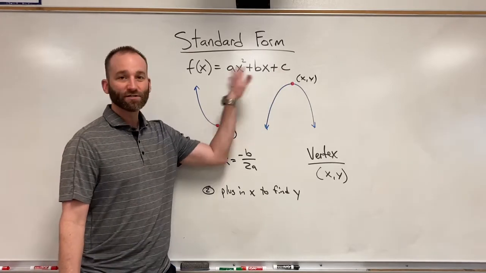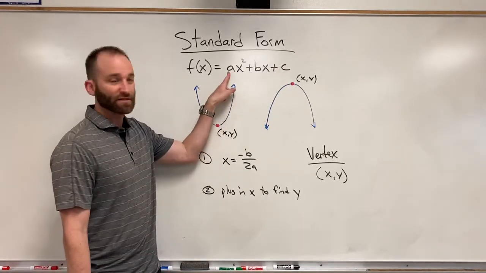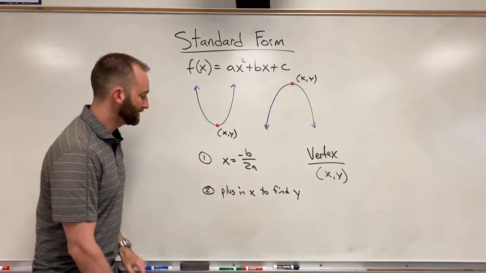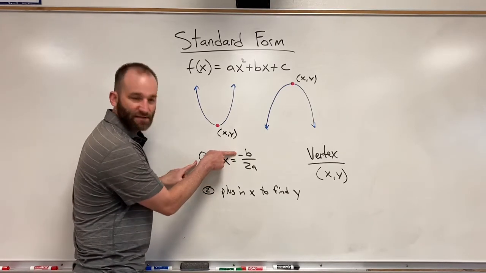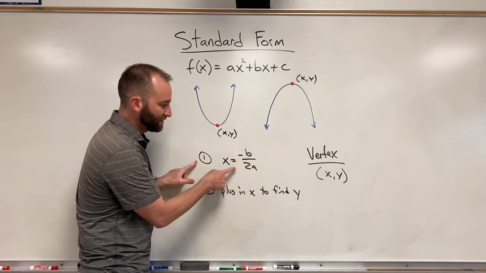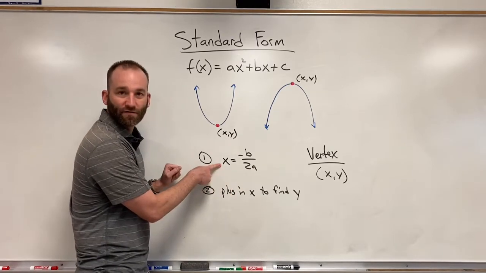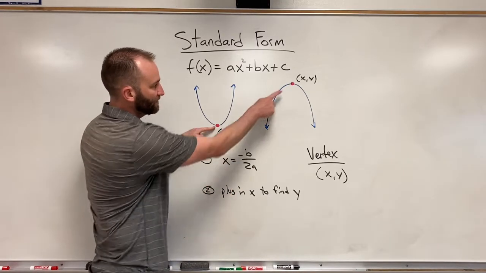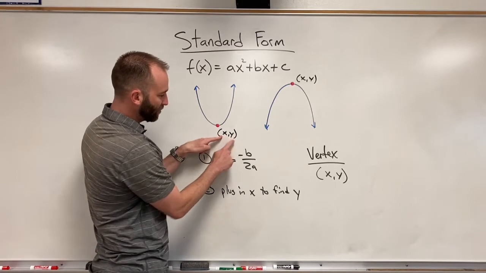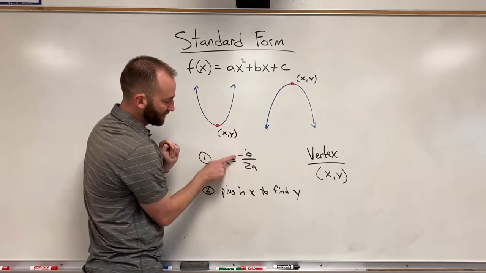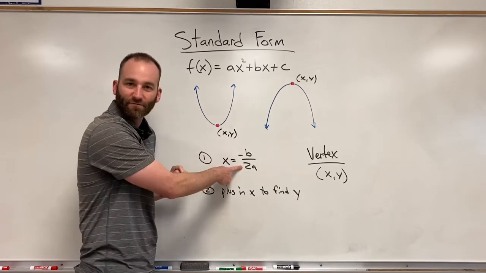Whatever your equation is, you'll know there's a number for A, B, and C. Step one is to take the opposite of whatever B is and divide it by 2A. You can use a calculator. That'll give you the x coordinate of the vertex. The point at the bottom or the top of the hill is like an xy coordinate. Here's how you find the x coordinate. You take the opposite of B and divide by 2A.